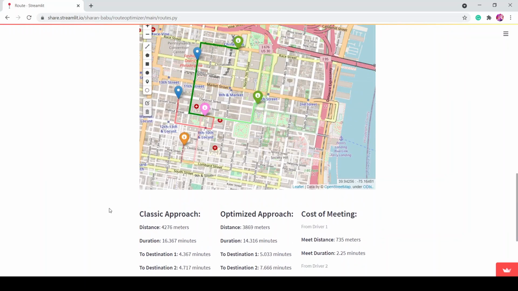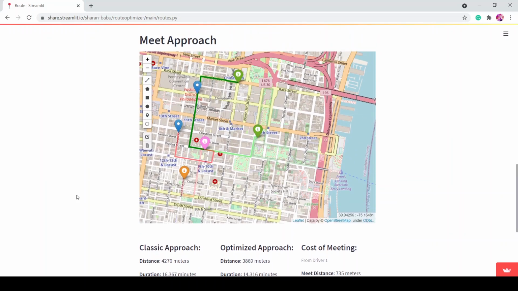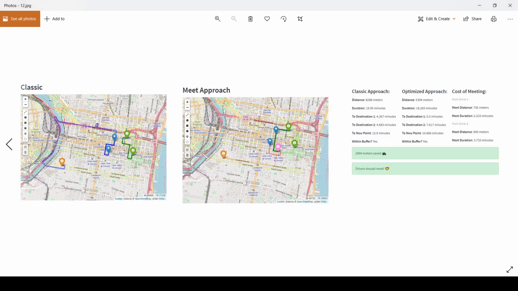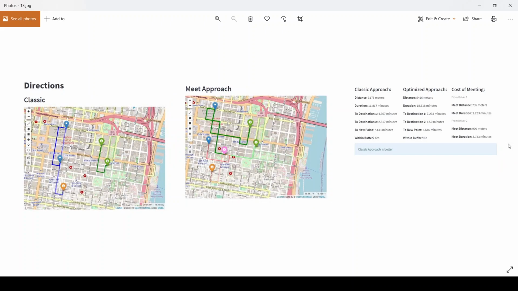Hence, the meet approach is a dynamic routing algorithm that takes into account the instantaneous positions of destinations, drivers, and new points to decide if a classic route is to be taken or drivers should meet, exchange deliverables, and then take the new optimized route. Here are a few more examples of other scenarios and their corresponding conclusions.